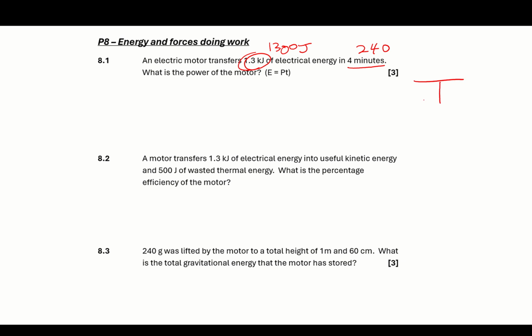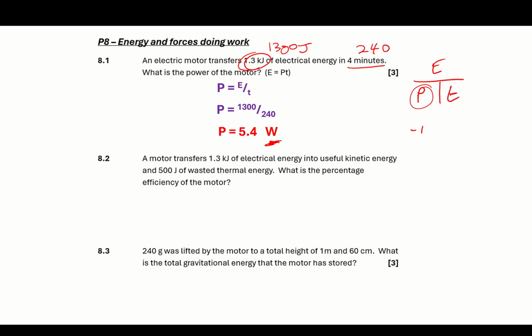So for that, we're going to need the PET triangle, but it gives you the formula there, E equals P times T. So P equals E over T, we're after P. Take the 1,300 divided by 240 equals 5.4 watts. Please make sure you learn that unit for power, watts. If you wanted to, you could use joules per second, or even joules seconds to the -1, but just remember your watts.